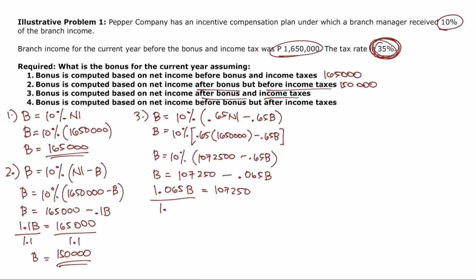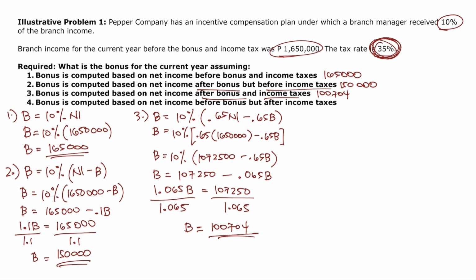Then, divide natin ng 1.065 both side. Makukompute na natin yung bonus. So, here, in scenario number 3, bonus will be equal to 107,250 divided by 1.065, or this is equal to 100,704. So, requirement number 3, 100,704 will be our final answer. Okay?